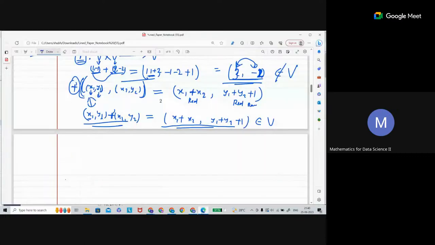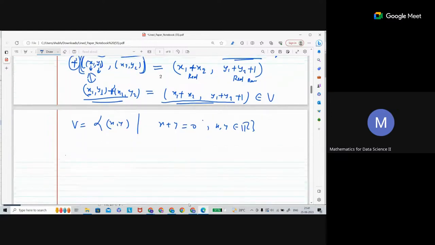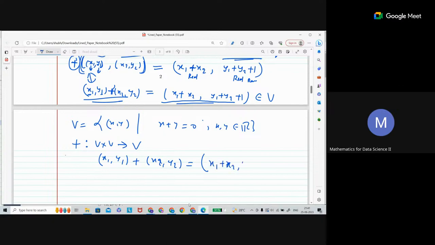Okay, so let me add an extra thing. Let me say I am only given the addition. Now let me give the same set, x, y such that x plus y is equal to zero, where x, y belongs to R. And I am defining an operation V cross V to V. What do we mean by that? That means I am taking x1, y1 and x2, y2, and addition is defined like this: x1 plus x2, y1 plus y2. Now tell me, is this addition closed?